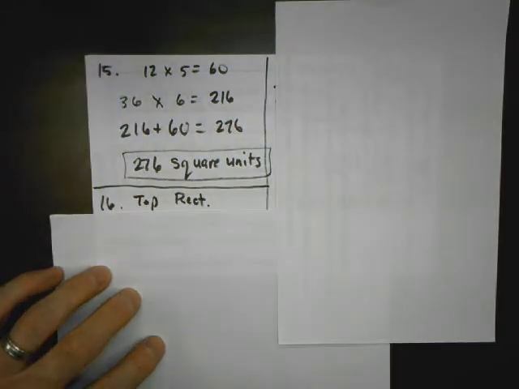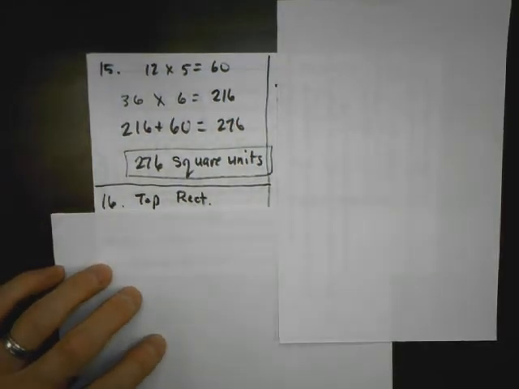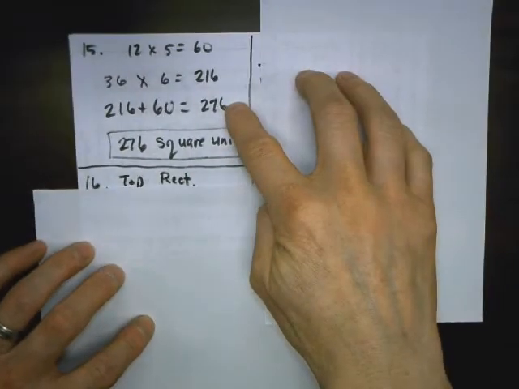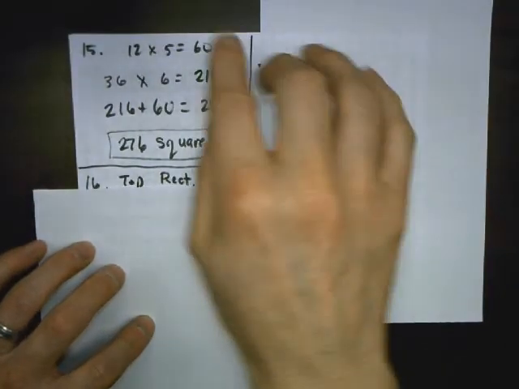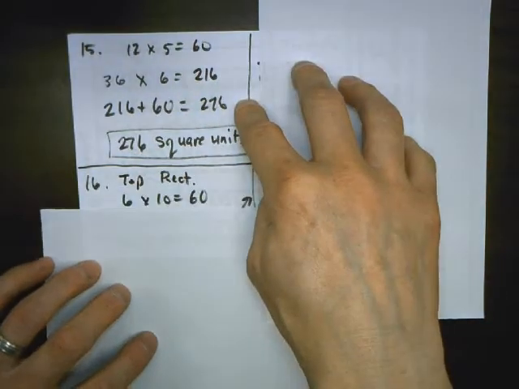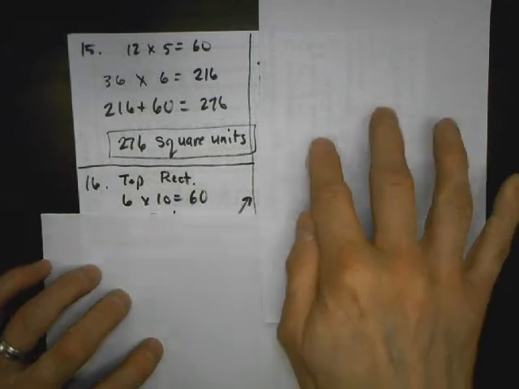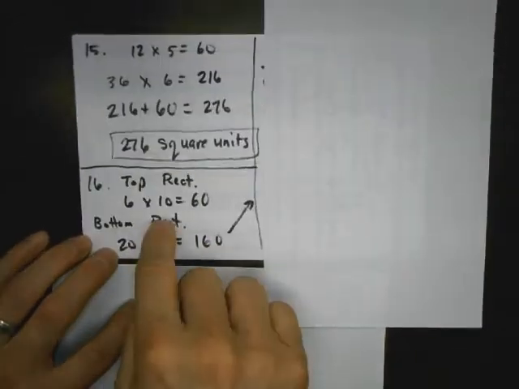So for 16, we have three shapes. We have two rectangles and a triangle. Now you can break this up differently. I'm just going to call the top triangle, look at your diagram, the top triangle is a small one. In other words, 6 times 10, so take a look and see why I'm doing that. 6 times 10 is 60, which means that the rectangle on the bottom is 20 by 8.